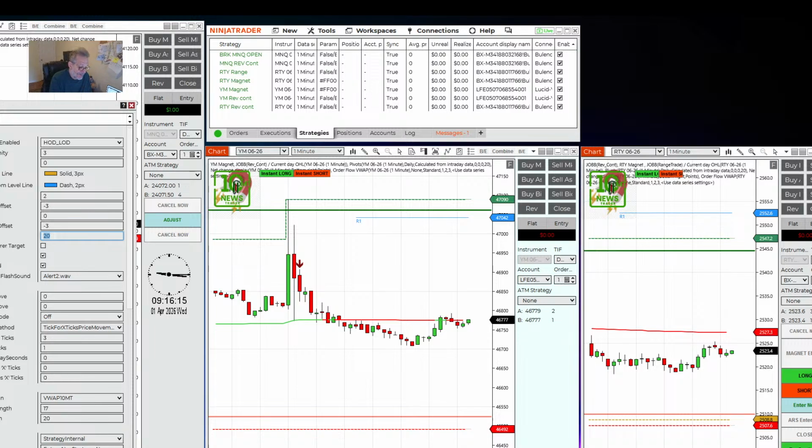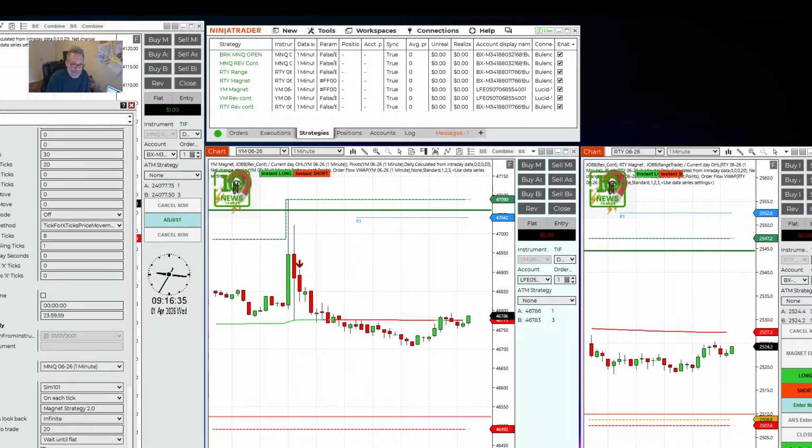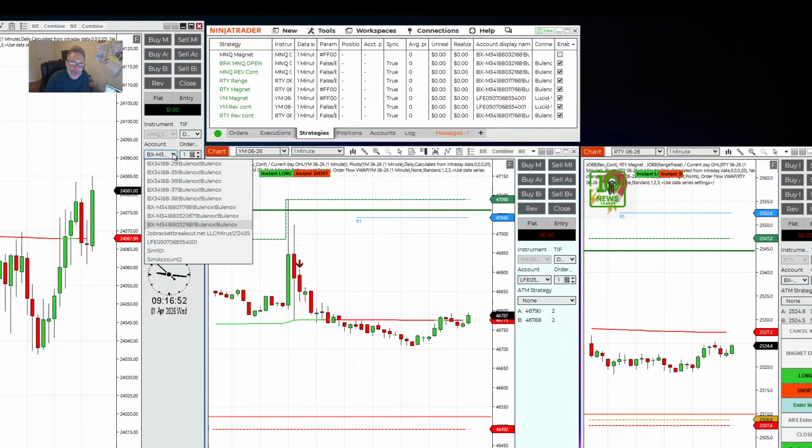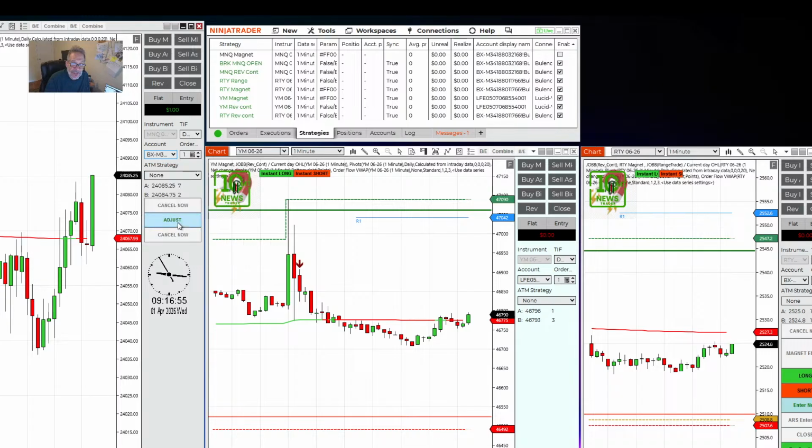The stop 75 ticks. That's a very small monetary stop. It's only like less than $40. And we'll do position size 2 is a 1 and the target 20 ticks through the magnet. Then we'll scroll down, label it MNQ magnet. I like to shorten the name. And we're on that same funded account, 68. Now make sure our chart trader is on 68.